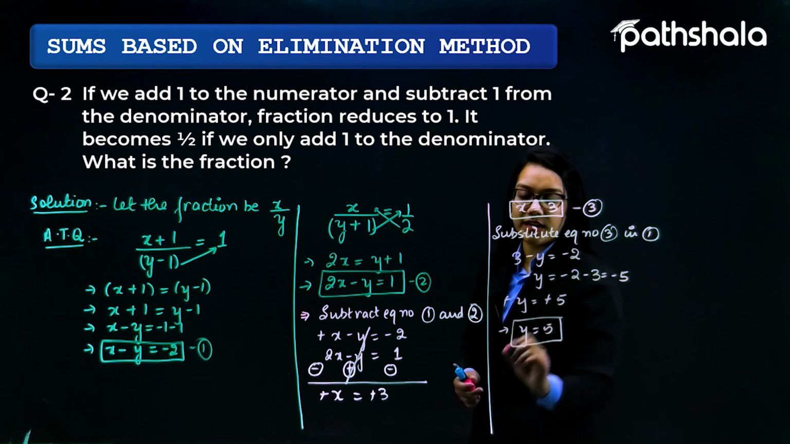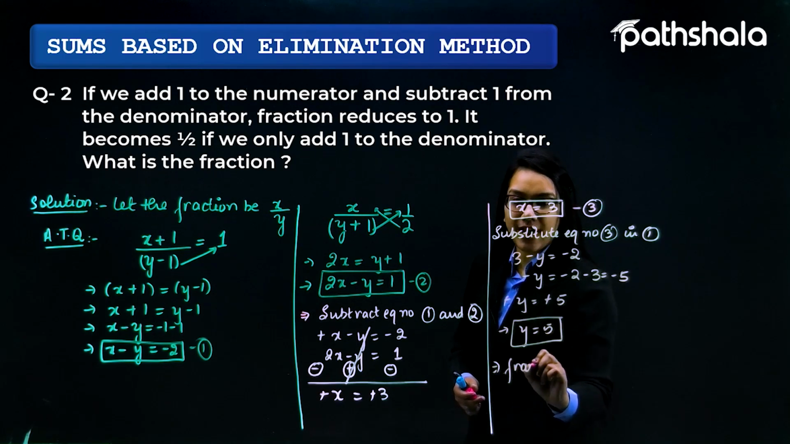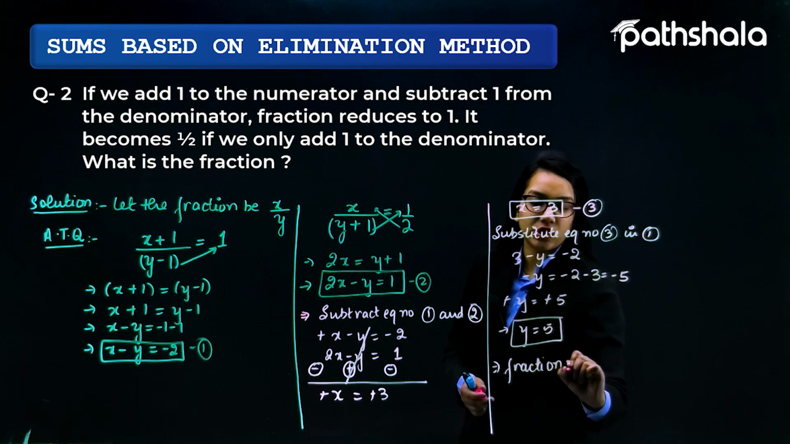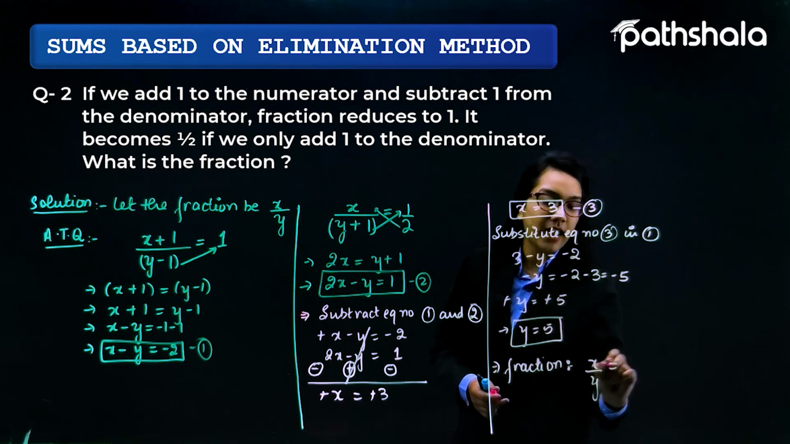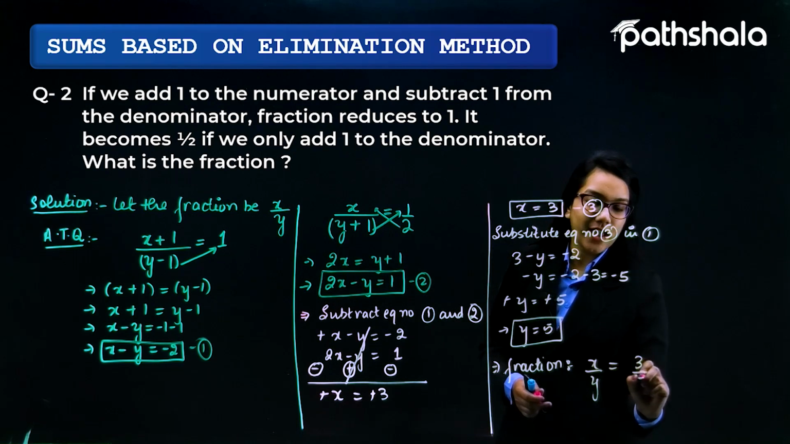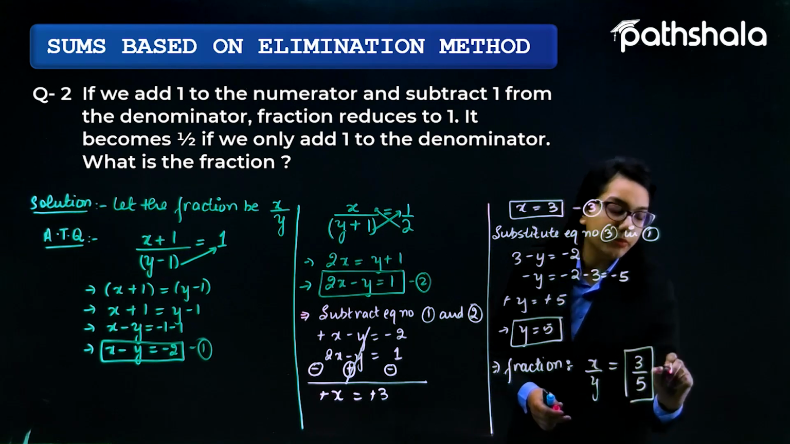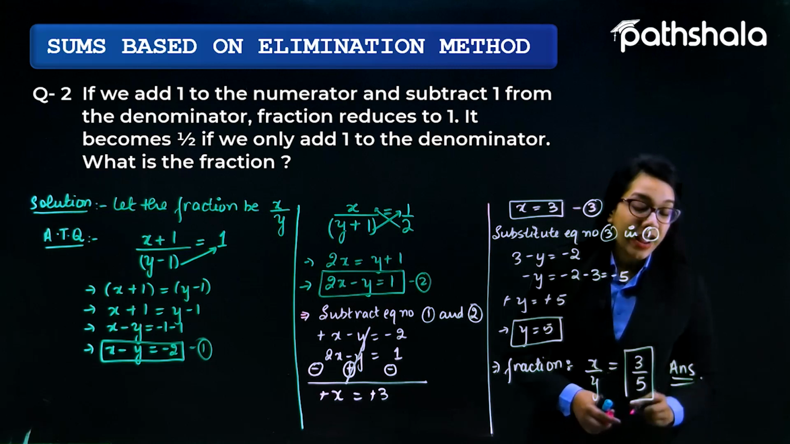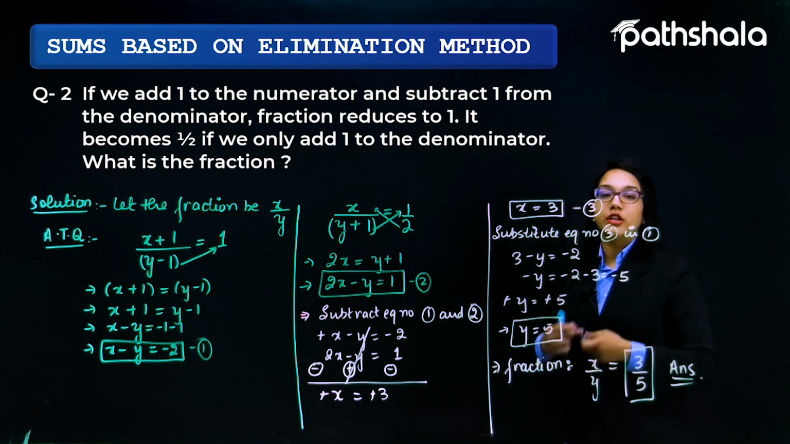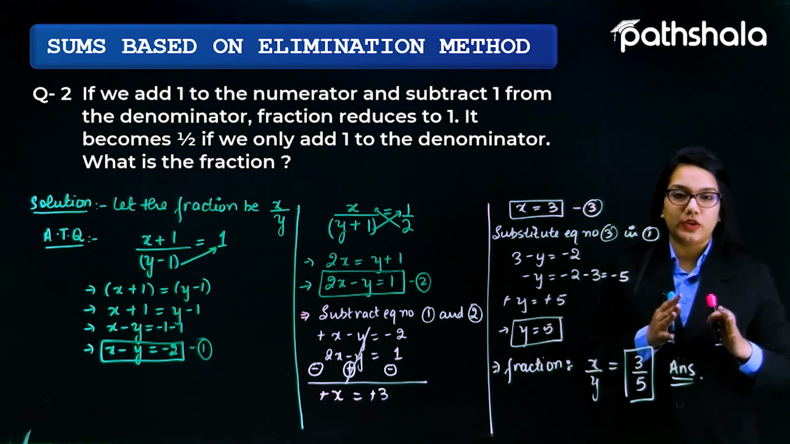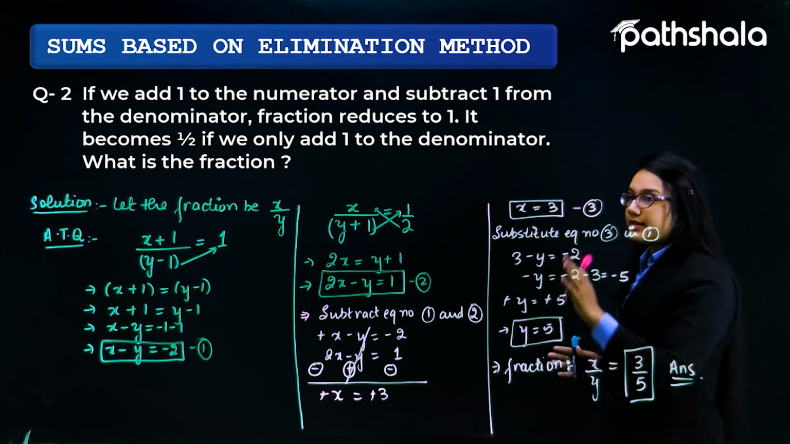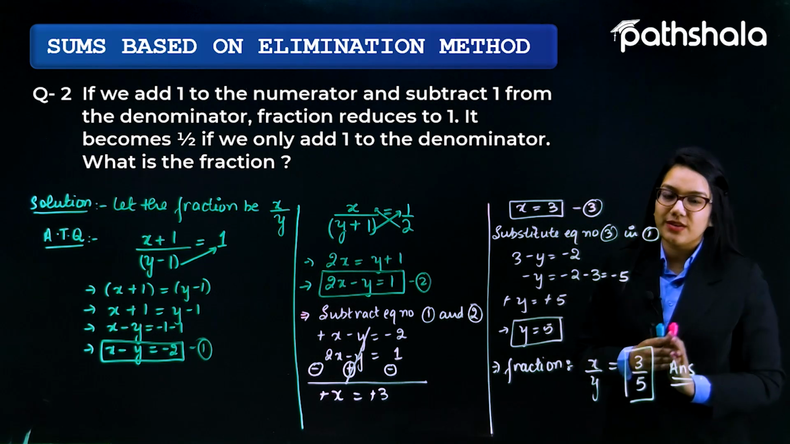So at the end, the fraction was x by y. So x is 3, y is 5. This is nothing but the required fraction and our answer using the elimination method. I hope all the steps related to this question are clear to you.